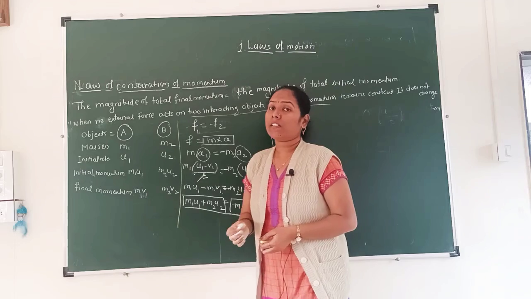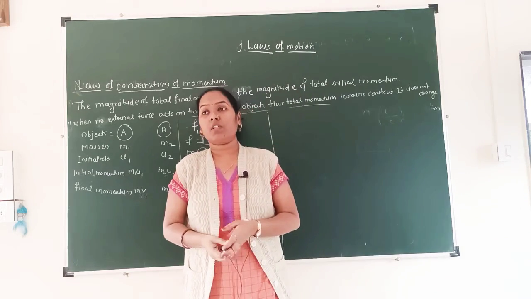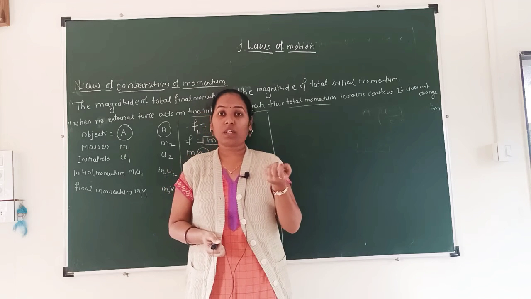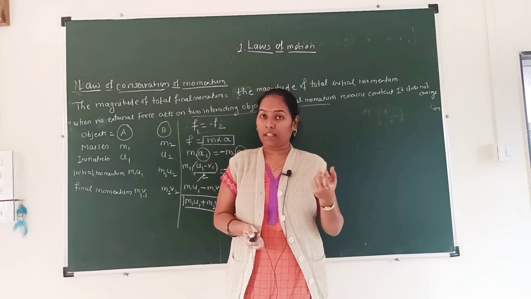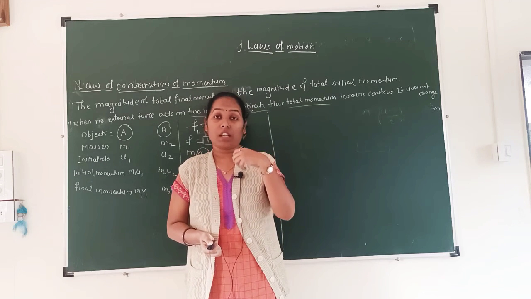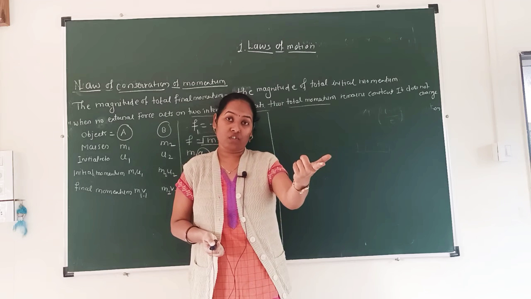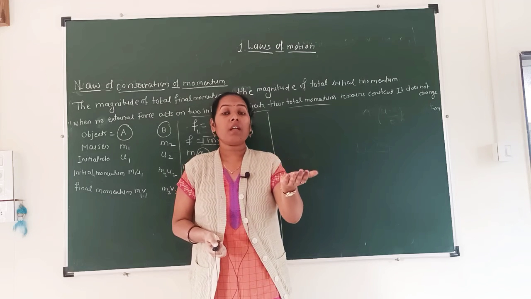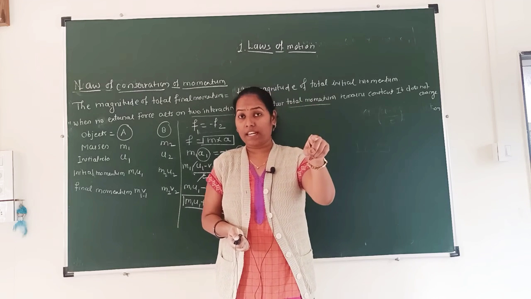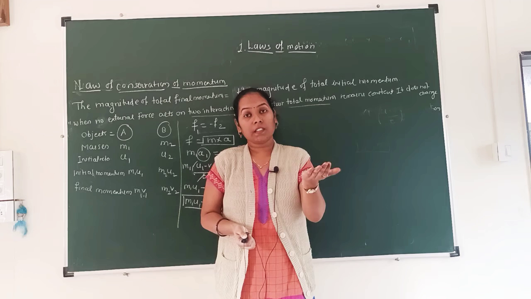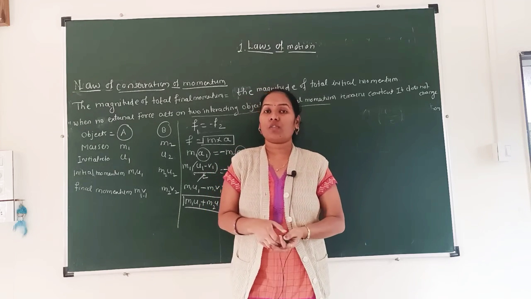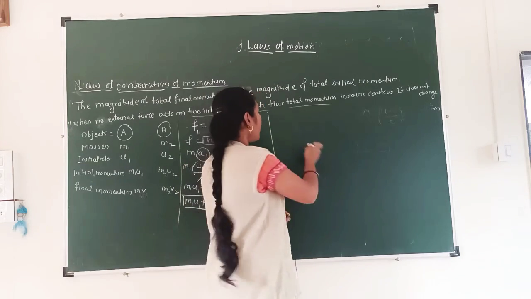Here is one example. You know that very well: firing a bullet from a gun. When the bullet goes in a forward direction, because of that bullet, the gun goes in a backward direction. This is known as recoil velocity, and this is nothing but the v2 velocity.